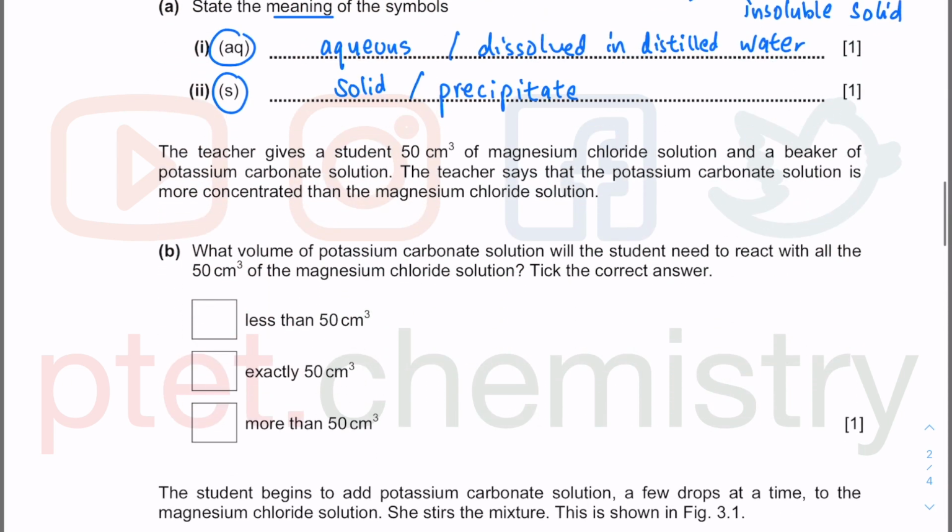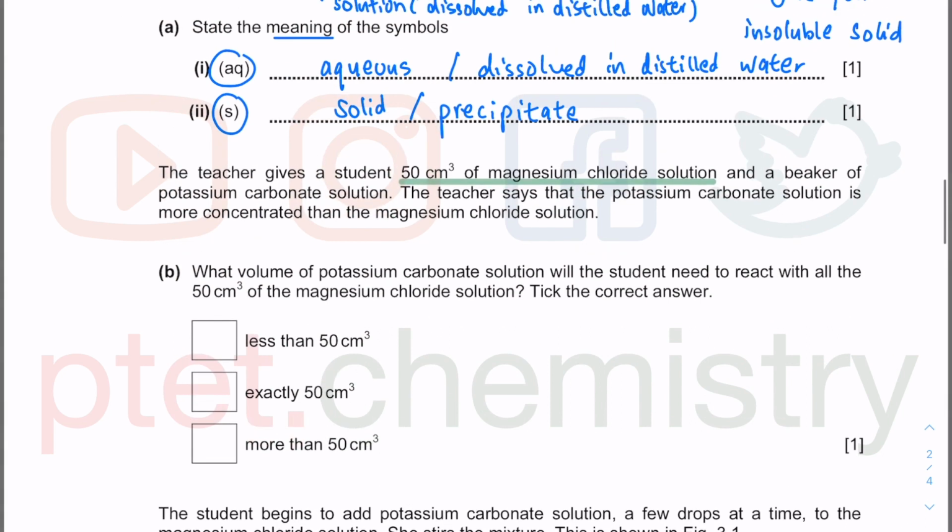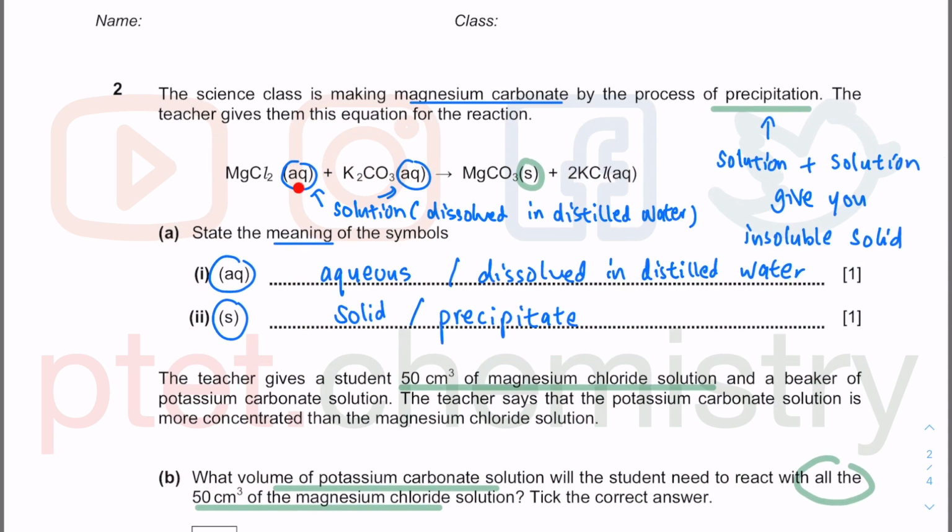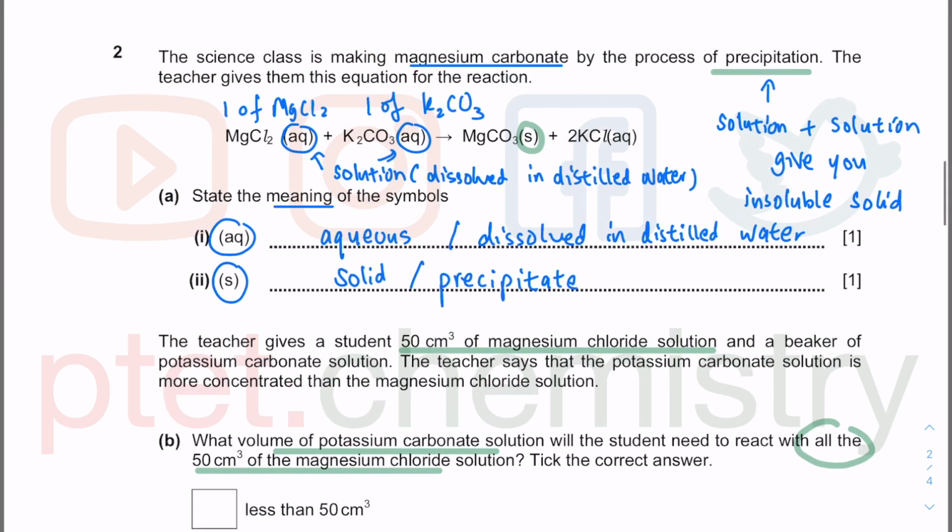Now this teacher gives a student 50 cm³ of magnesium chloride. And now, how much of the potassium carbonate is required to react with all the 50 cm³ of magnesium chloride? Well, if we look at these, this is a solution and solution. So this is 1 of the MgCl2 reacting with 1 of the K2CO3. Now, if this is the 50 cm³ of the MgCl2 from the equation above, now we want the volume of the potassium carbonate.